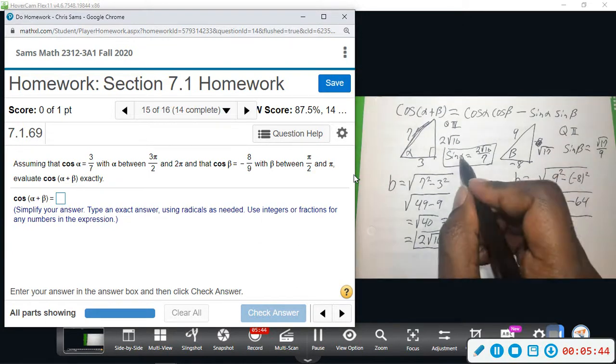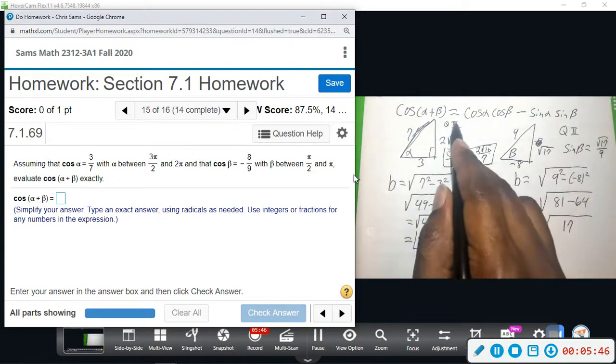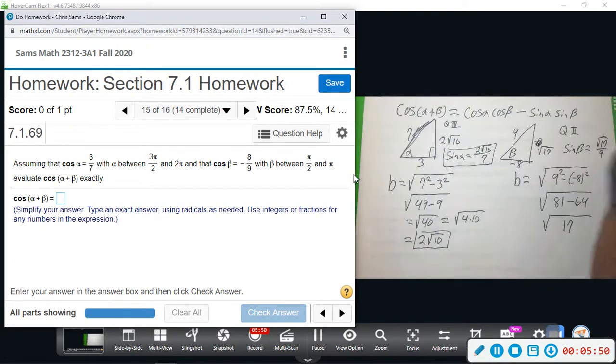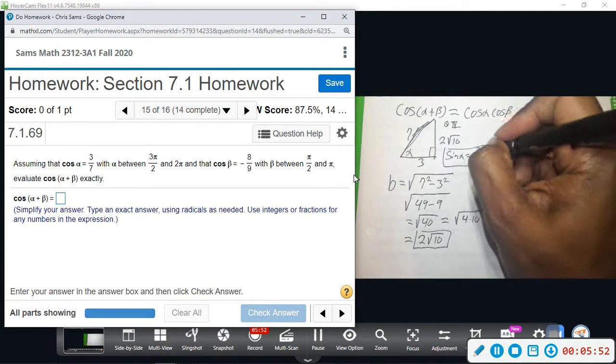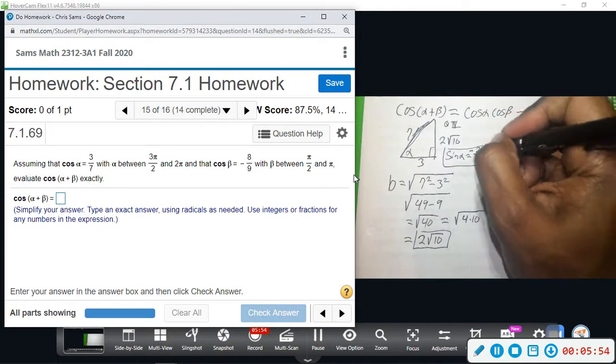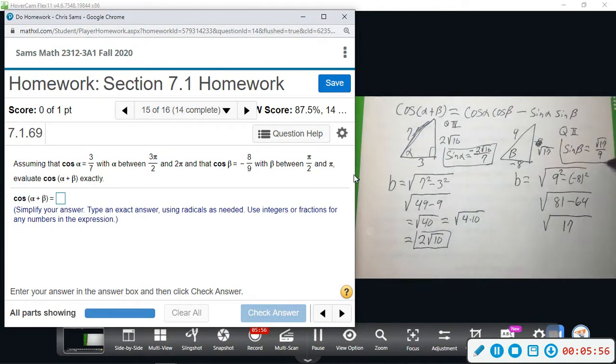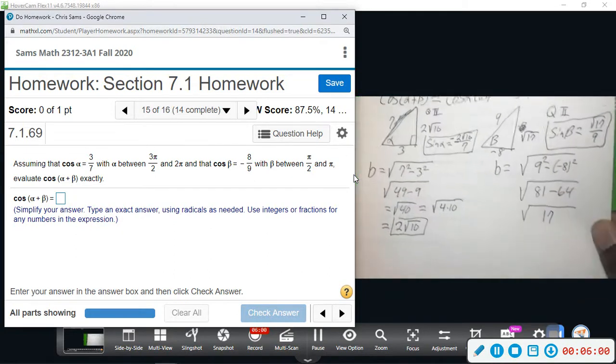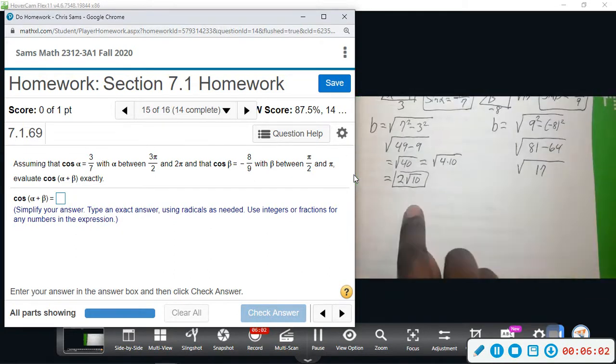Now the thing that I need to go back and say is that since we're in quadrant 4, we're below the x-axis, this is going to be negative. This is negative. This one is still going to be positive. So that's going to be very important that you do that part. Alright, so that being done, we can now plug into the formula.